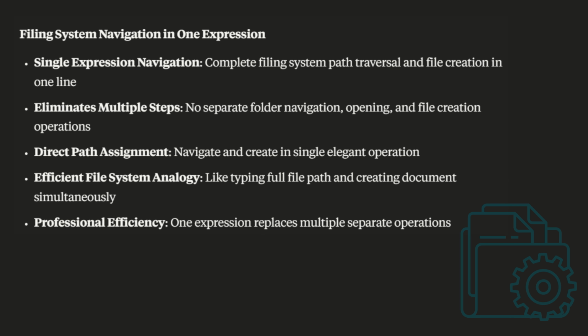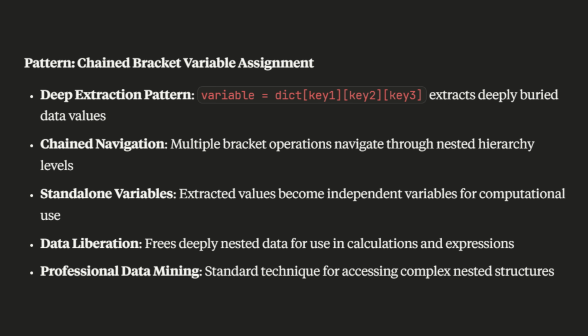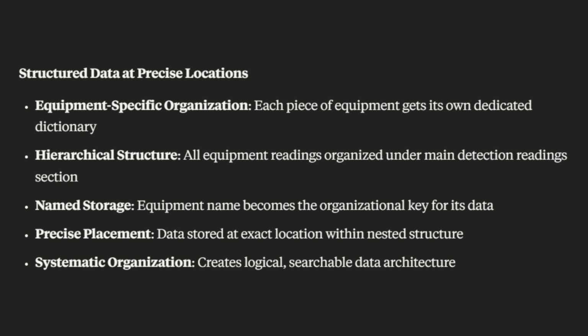This is like navigating through a complex filing system. Instead of going to the main folder, then the subfolder, then creating a file in a separate step, we're doing it all in one elegant expression. The pattern variable assigned to nested dict, key 1, key 2, key 3, all in brackets, chained together, demonstrates how to extract deeply buried data and assign it to standalone variables for independent use. It's powerful because we're creating structured data at a precise location.